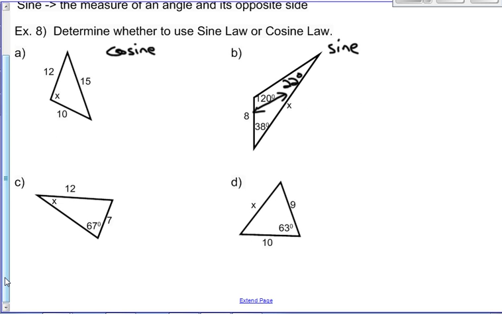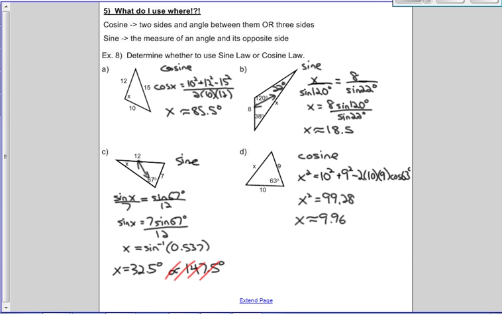C. Do we know a pair here? Yep, we know the angle and its side that's across from it. And in D, we know two sides and the included angle, or angle between. So this one was sine, this one will be cosine. I'll just have the solutions pop up here. And there they are. Notice in C, we considered the two possibilities, and then we scratched them out.